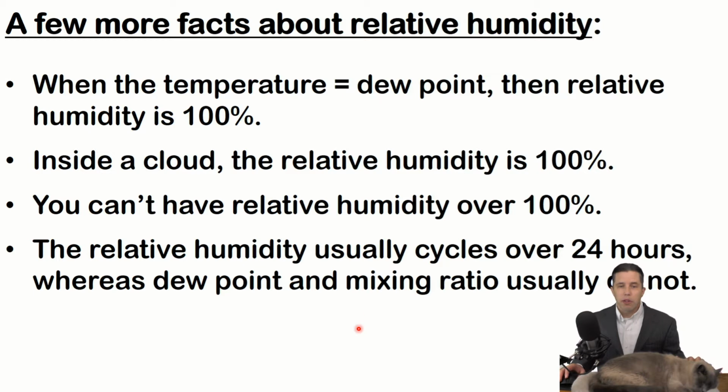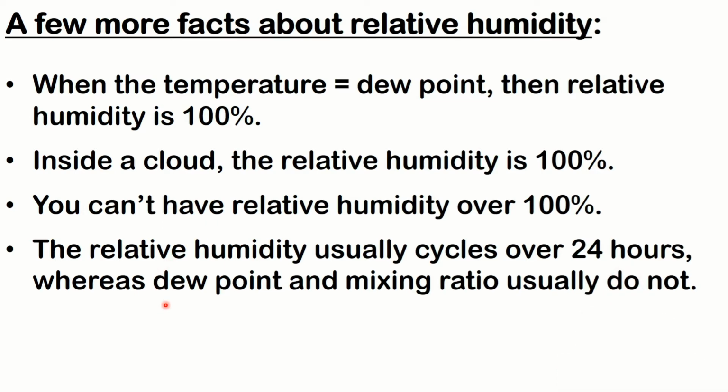So, a few more facts about relative humidity. A few things to keep in mind. When temperature equals dew point, your air is saturated, and your relative humidity is 100%. Okay, so remember that one. Inside a cloud, relative humidity is always 100%, or fog. Fog is a cloud on the ground. You can't have relative humidity over 100%, okay, at least not in this class. So if you're doing the math and you come up with a number over 100, you did something wrong, all right? The relative humidity usually cycles over 24 hours, whereas dew point and mixing ratio usually do not.